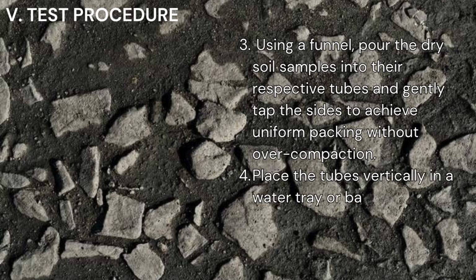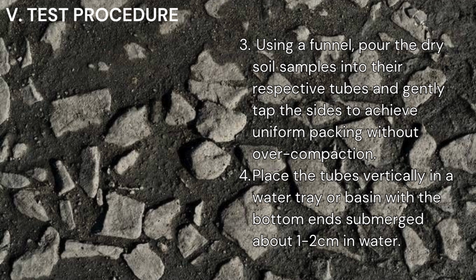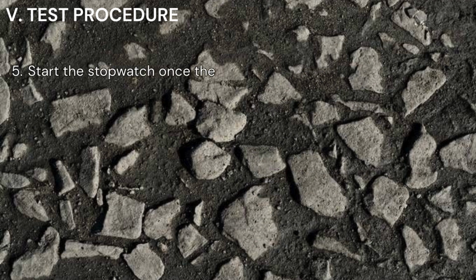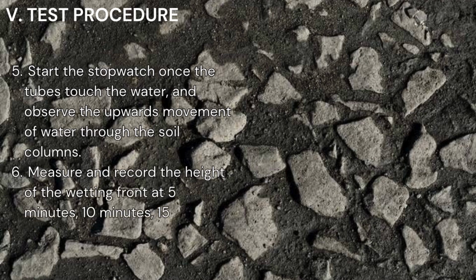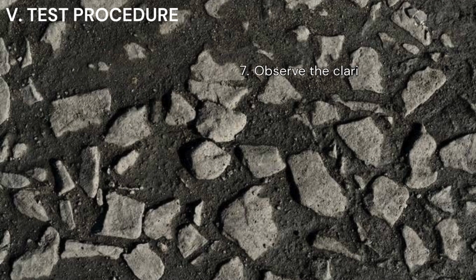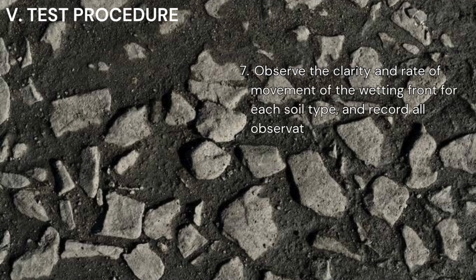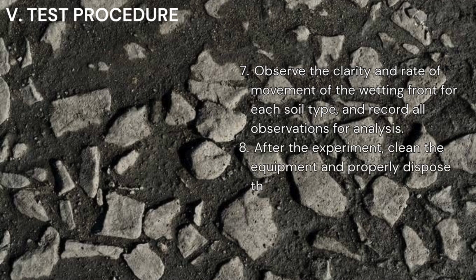4. Place the tubes vertically in a water tray or basin with the bottom ends submerged about 1 to 2 centimeters in water. 5. Start the stopwatch once the tubes touch the water and observe the upward movement of water through the soil columns. 6. Measure and record the height of the wetting front at 5 minutes, 10 minutes, 15 minutes, and 20 minutes using a ruler. 7. Observe the clarity and rate of movement of the wetting front for each soil type, and record all observations for analysis. 8. After the experiment, clean the equipment and properly dispose of the used soil samples.